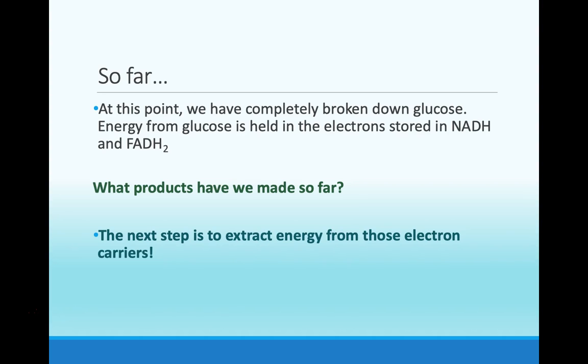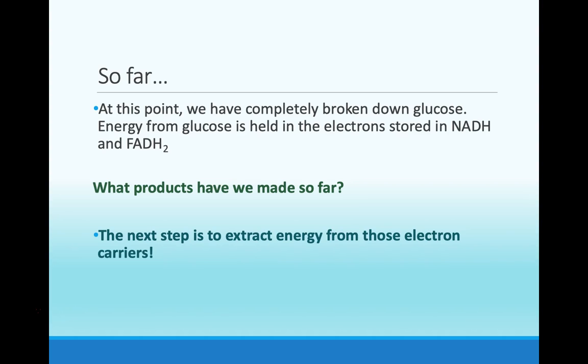So at this point, we've completely broken down glucose. So we're done with glucose now. All of the energy that was held in that glucose is now being stored in our electron carriers. So if you haven't written down your products for all of these, you may want to do that right now. Remember, I asked that you know inputs, outputs, and quantities.